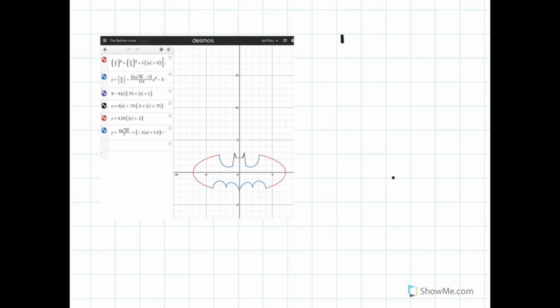For this, you first need to visit desmos.com, D-E-S-M-O-S, desmos.com. This is a graphing calculator.